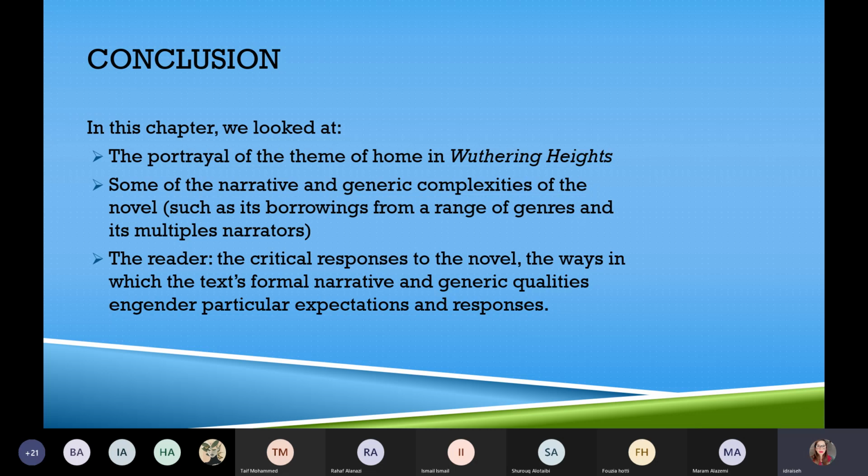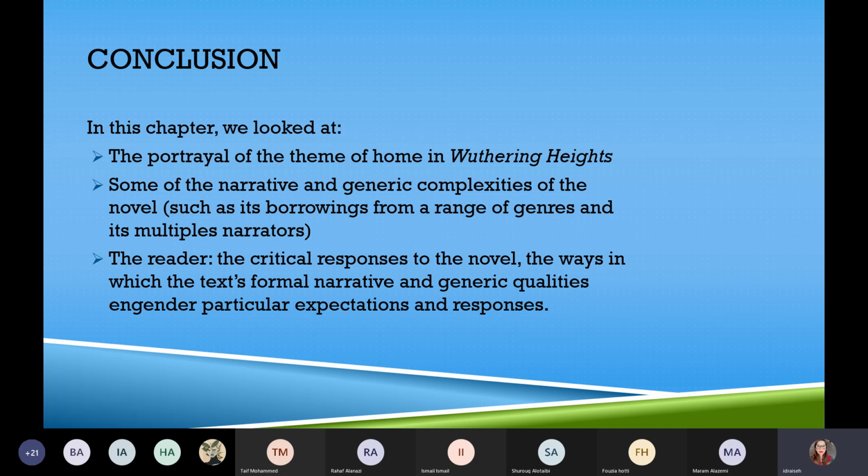Now, the things that I want you to keep in mind as you read Wuthering Heights, and I hope that you finish this week, is the portrayal of the theme of home in Wuthering Heights. What does home mean? And can you cling to the past and try to live secluded from mainstream society?